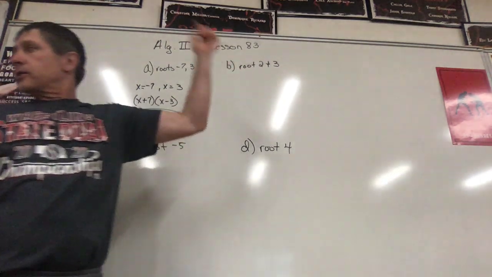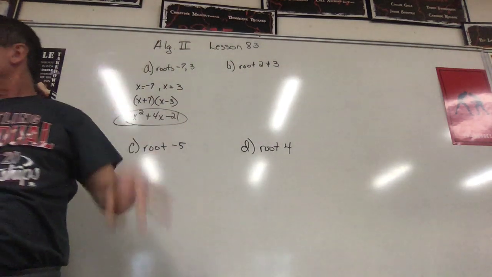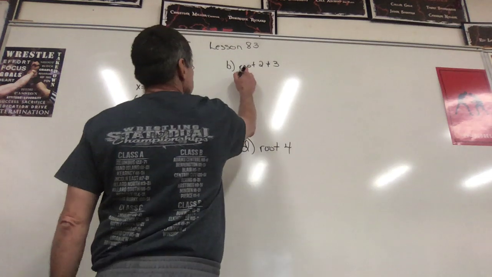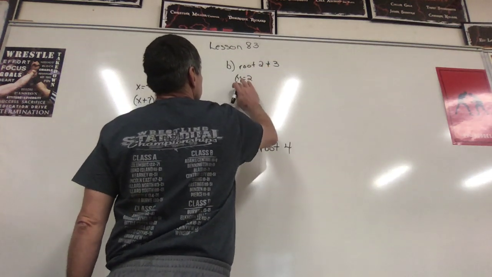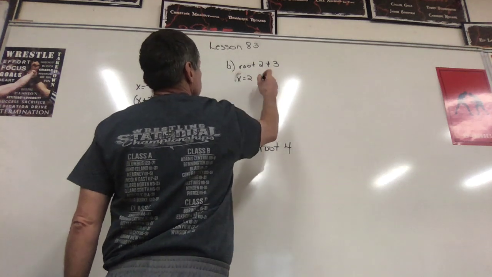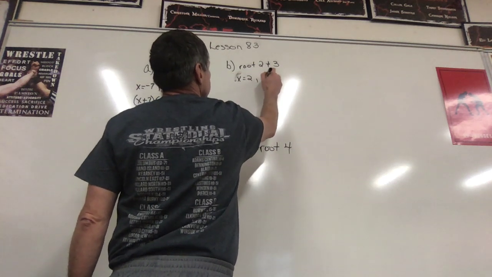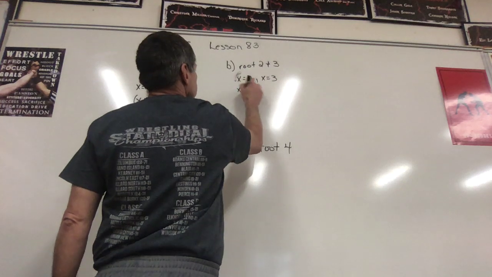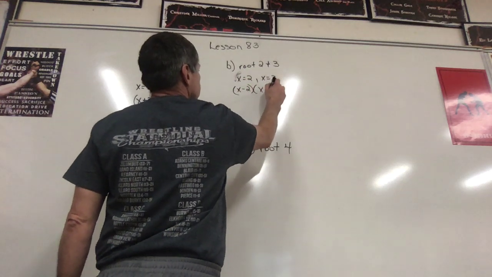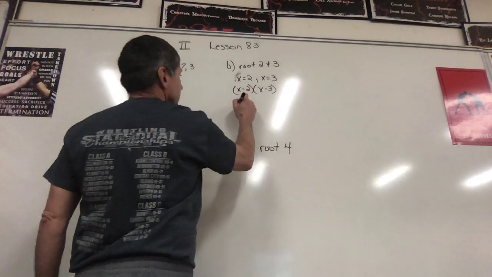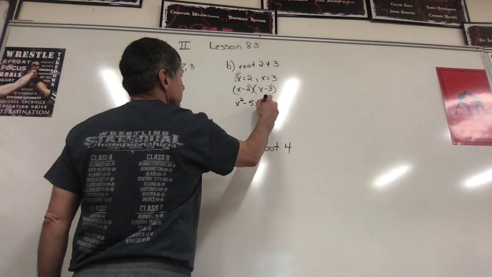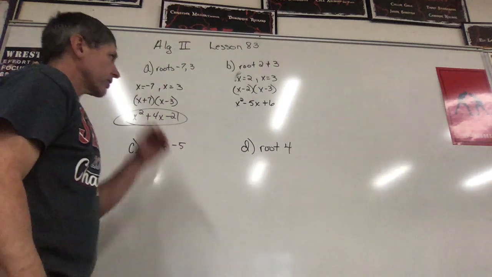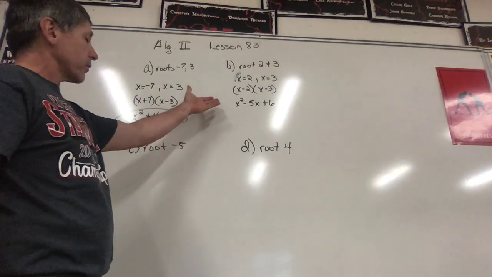On B here, the directions say they want 3 quadratic equations, so everything else is about the same, except they want 3 quadratic equations here. And I have x equals 3. So I have x minus 2 times x minus 3. FOIL this, I get x squared minus 5x plus 6 when I put my inners and outers together. Now, that's one of my quadratic equations.